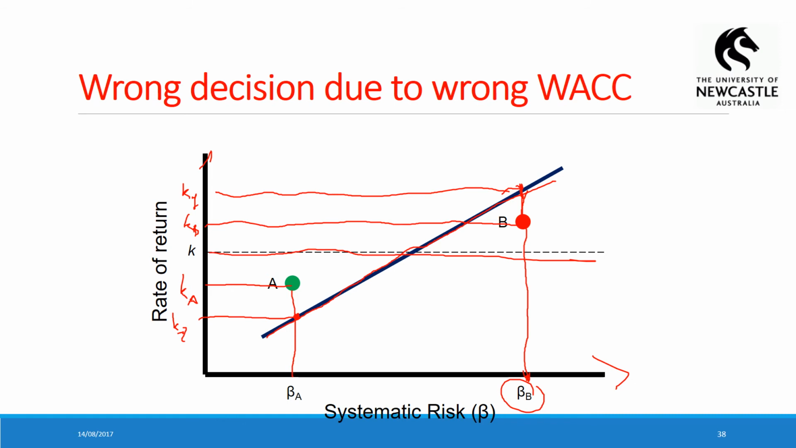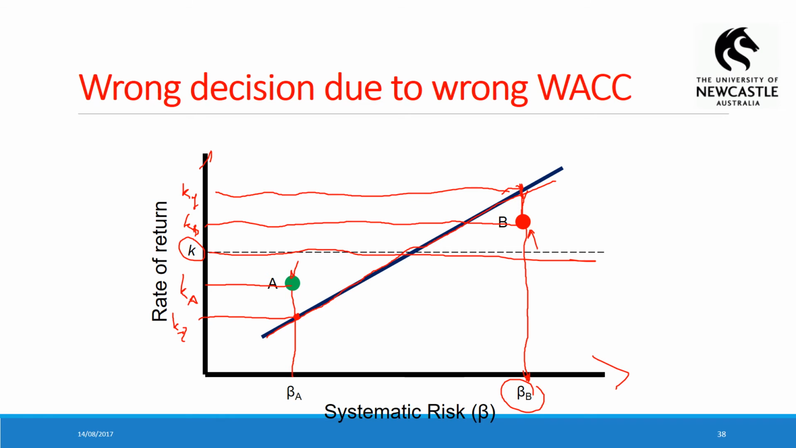But if we use K here as the cutoff, so if our decision rule is that we accept any projects that yield more than K, then what do we do here? If our decision rule is to accept any project that yields more than K, we would therefore reject project A, but we accept project B. Clearly from this graph, we see that we should pick A if we were to use this line to evaluate project risk.